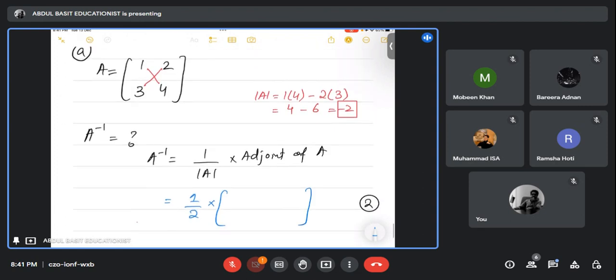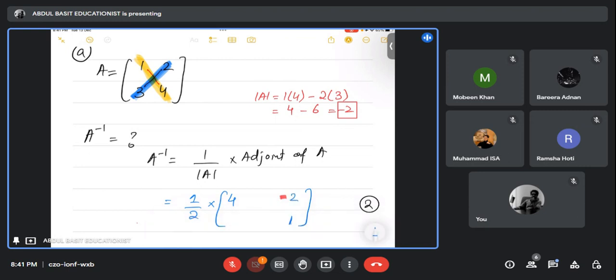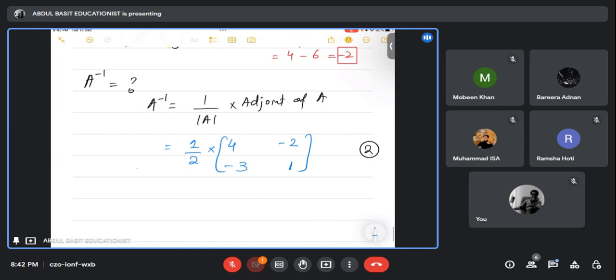Adjoint of A means you have to shift, please pay attention everybody, you have to change their places, so it becomes 4 and 1, and you have to change the signs of these two, so they both become negative, so that would be minus 2, and this would be minus 3. Is this clear everybody? You can leave your answer like that as well.